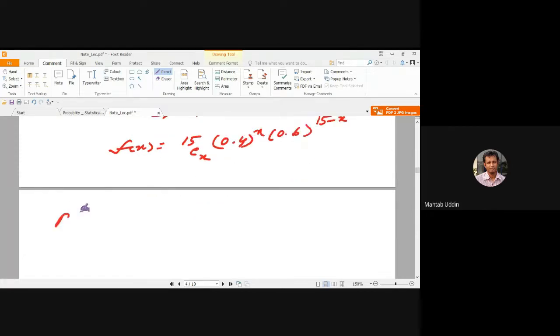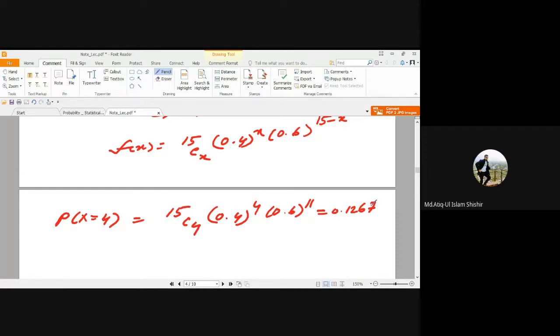So P of x equal to 4 is simply 15 C 4, 0.4 to the power 4, 0.6 to the power 11 is the result, and after the simplification we will get 0.1267. You can see I am writing at least 4 decimal places. How many decimal places? 4, sir. Okay, so you have to write at least 4 decimal places. If you write more, no problem, but don't write less.